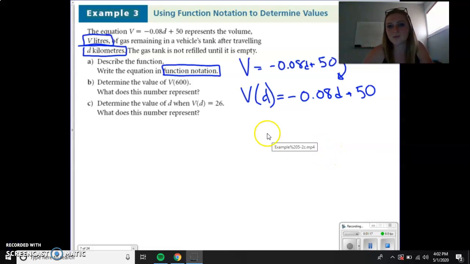Function notation is written as a letter and then in brackets another letter and then the regular equation. It's weird, but it's saying that it's a function of something else. So the volume is a function of the distance that you traveled, which makes sense. Your liters in your car is going to depend on how many kilometers you traveled.